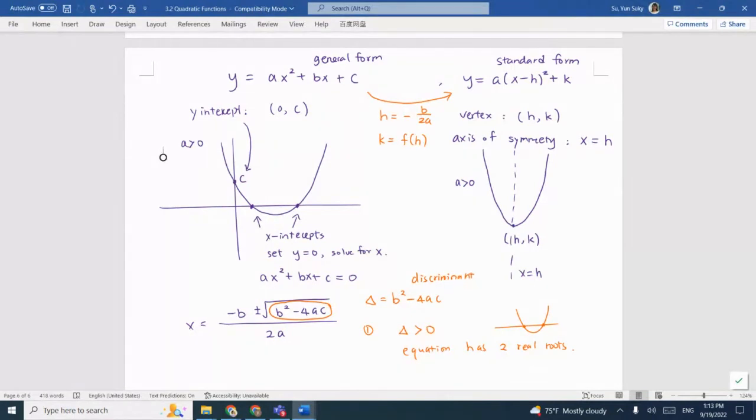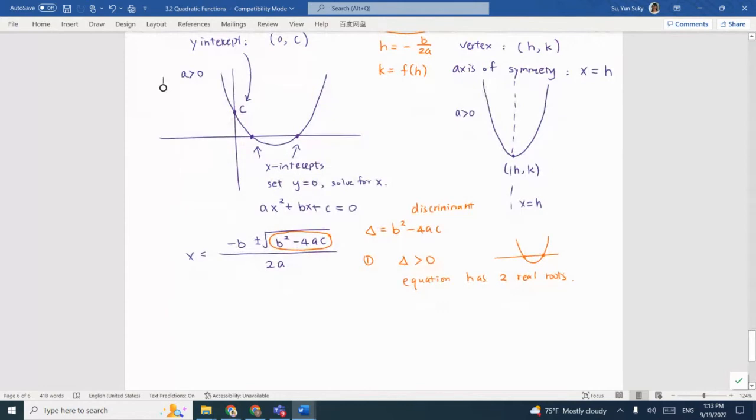Yes, everybody? Because the real root is this guy. One is plus, one is minus. Because if the discriminant is positive, this is a real number, right? The square root of a positive number might be irrational, but it's still a real number. So that's why we have two real roots. And the x-intercept is just the point, this guy, comma, 0. They are the x-intercepts.